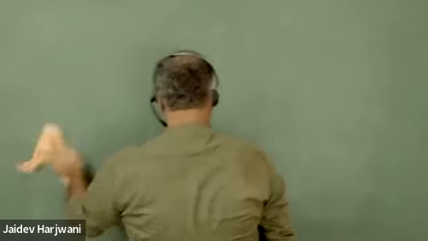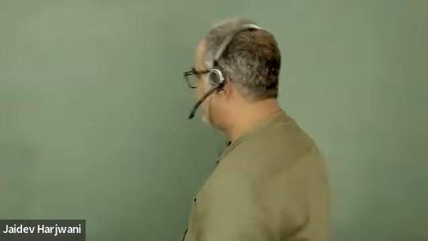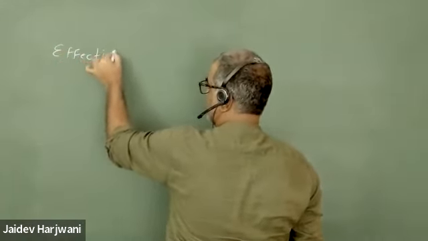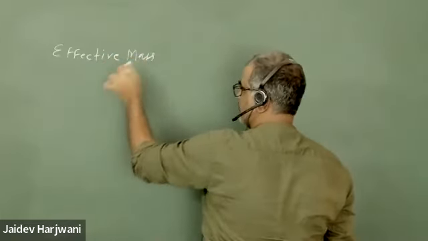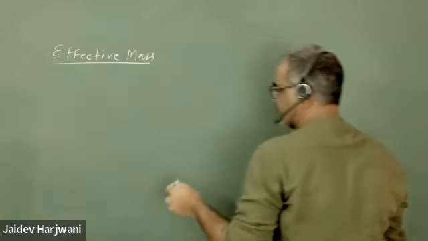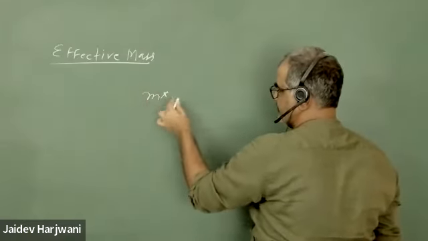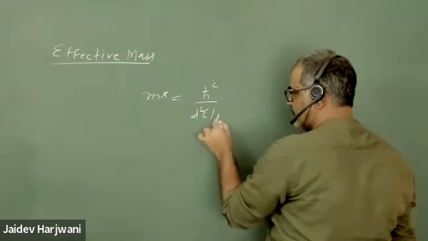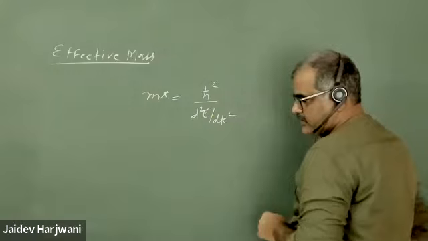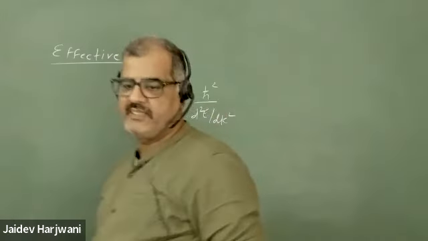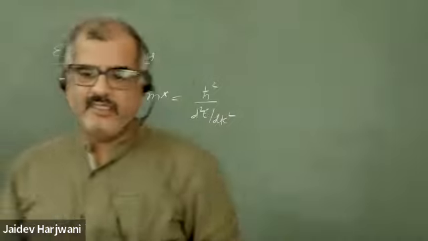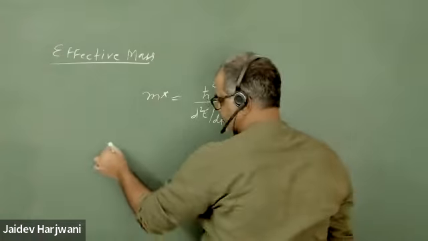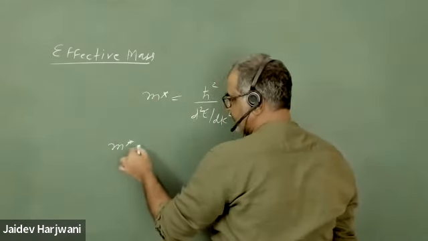So now, yesterday we were discussing this effective mass, and we have shown that m effective is equal to ħ² divided by d²E/dk². So this was the formula for effective mass, but in general, effective mass is a tensor quantity, so it varies in different directions.